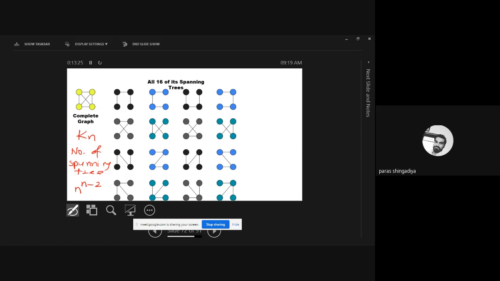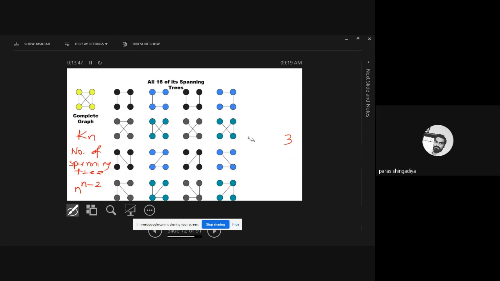But we cannot use this formula for a K2,3 graph. There is another formula for K2,3, which is a complete bipartite graph. It is a K3,5 graph. That we'll discuss in the lab sessions: how many spanning trees we can create in a complete bipartite graph. Clear? This formula, n raised to n minus 2, is used only for a complete graph.